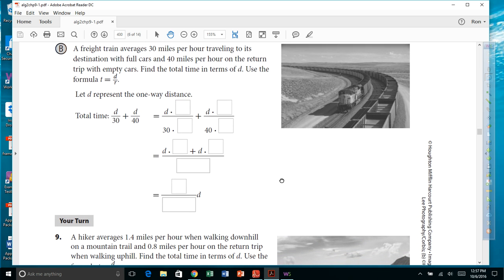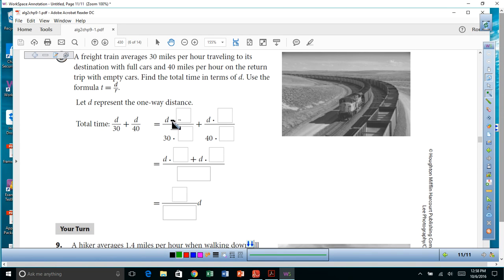B, a freight train averages 30 miles per hour, traveling to its destination with full cars and 40 miles per hour on the return trip with empty cars. Find the total time in terms of D. Use the formula T equals D over R. So let's see. It's D over 30 plus D over 40. Well, we got to have a common denominator. So let's multiply the first half by 40 and the second half by 30. That gives us D times 40 plus D times 30 over 1,200. Well, 40 plus 30 is going to be 70, so that gives you 70D over 1,200. Those cancel out, and you got 7D over 120.